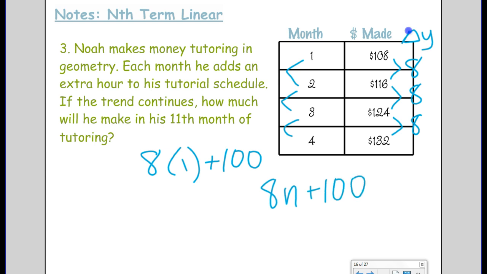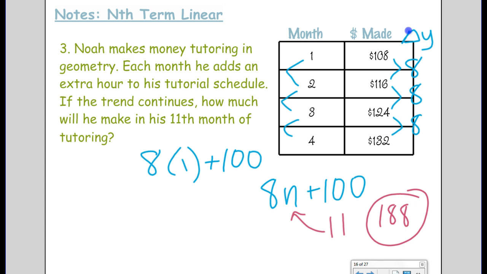How many will he make in his 11th month? How do you find that out? 8 times 11 plus 100. You take 11 and you put it right here. So he's going to make $188 just by tutoring in geometry in the 11th month.